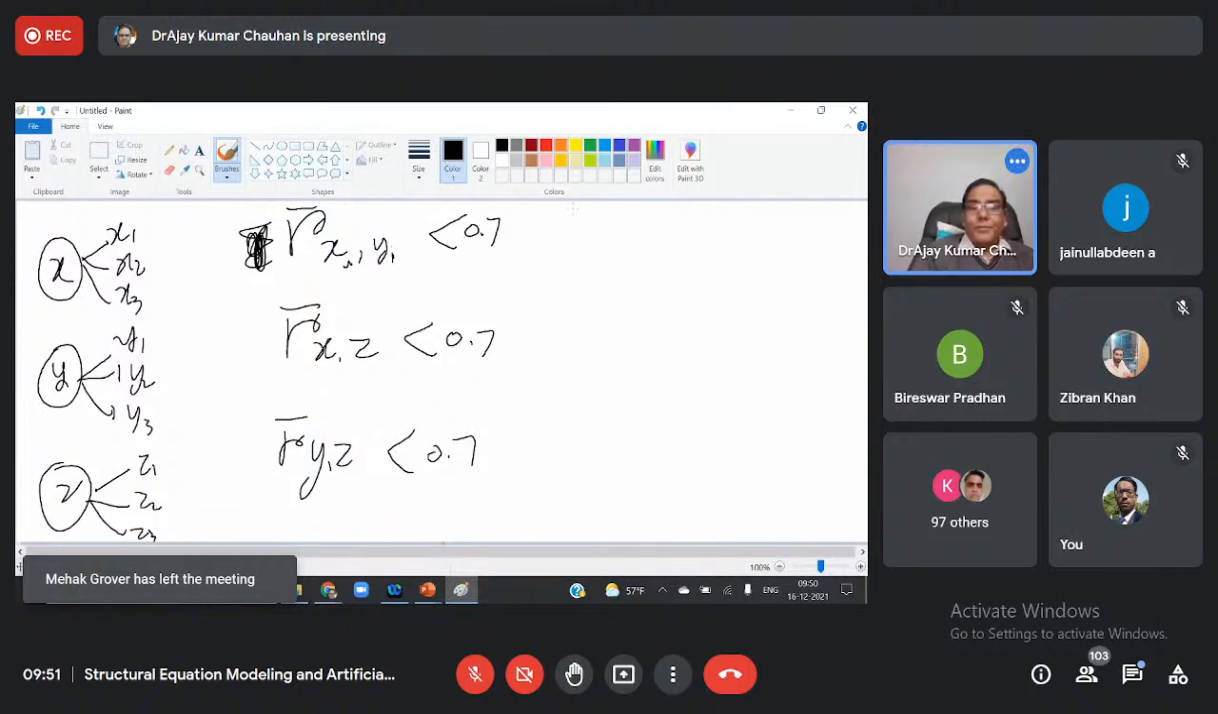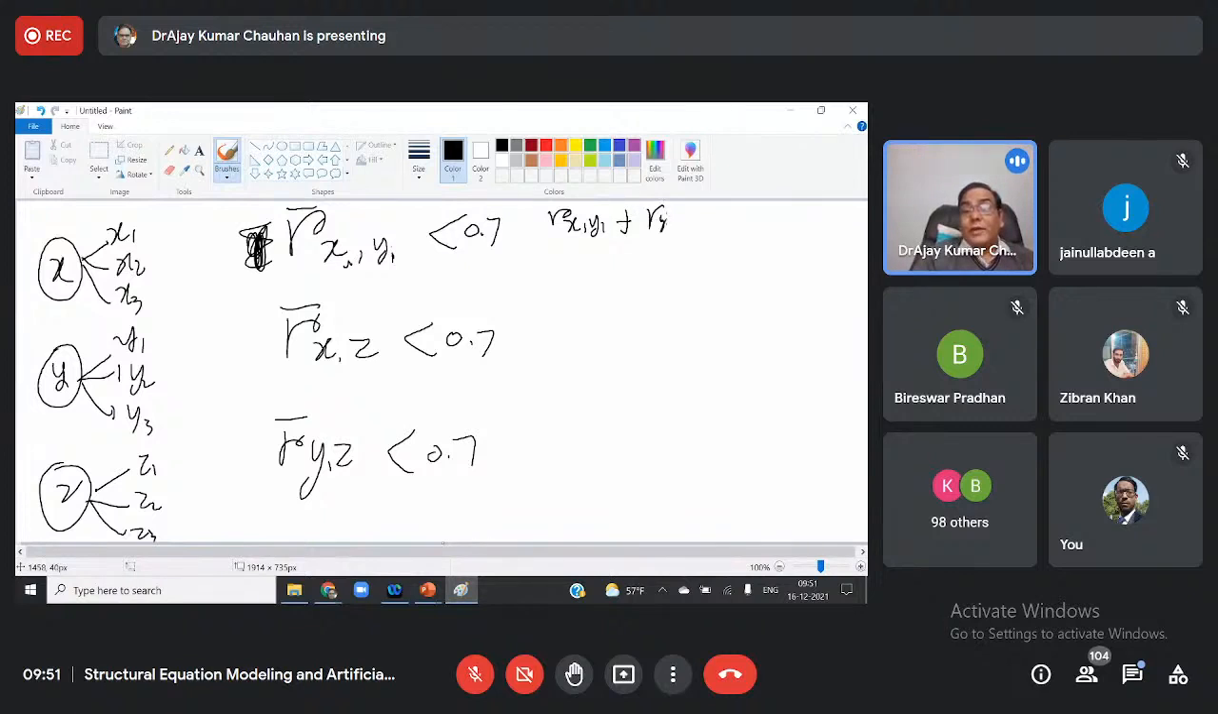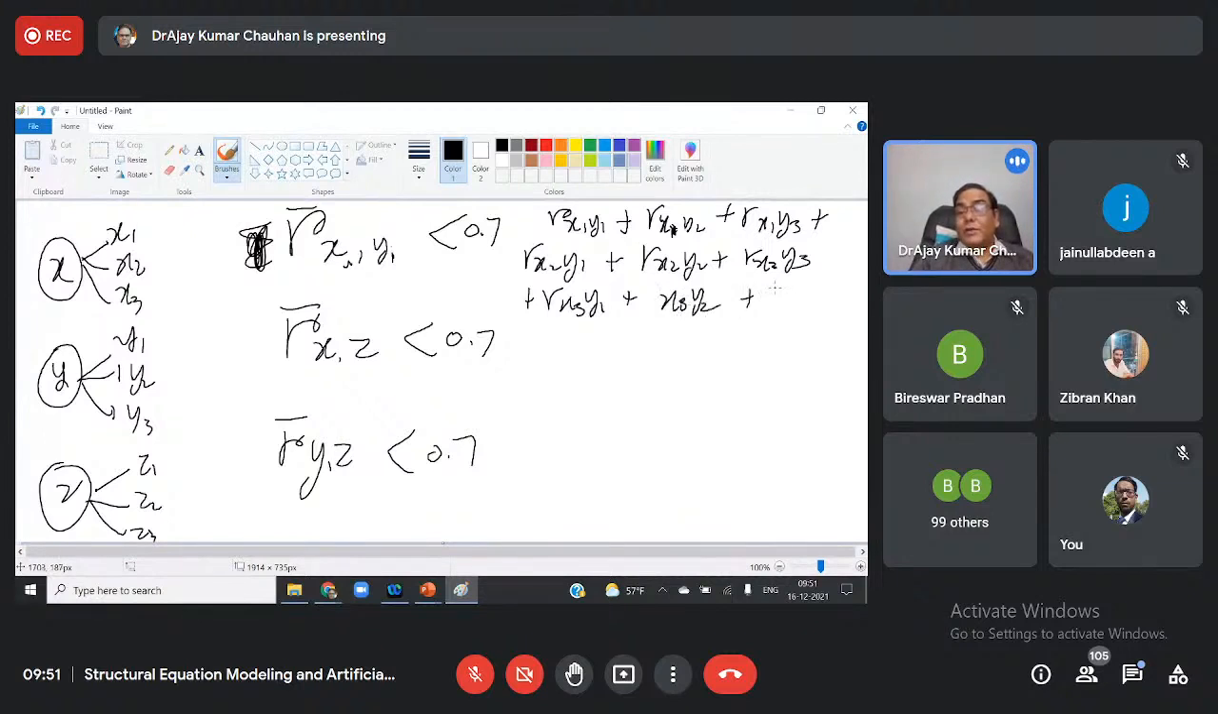So how do you calculate it? The correlation between x1, y1, plus the correlation between x1, y2, plus the correlation between x1, y3, plus the correlation between x2, y1, plus x2, y2, plus x2, y3, plus the correlation between x3, y1, x3, y2, plus x3, y3. If you divide all the correlations by 9, the average correlation should be less than 0.7.